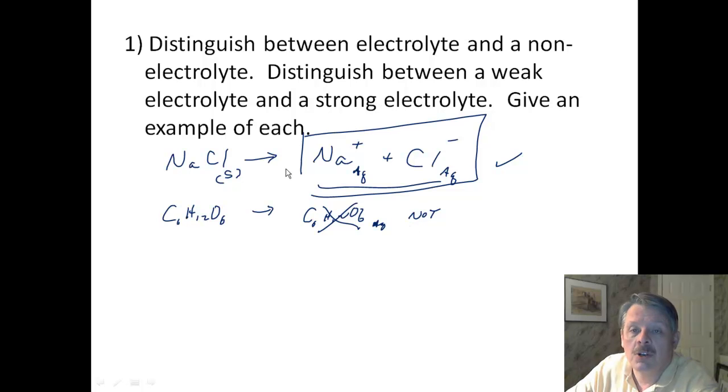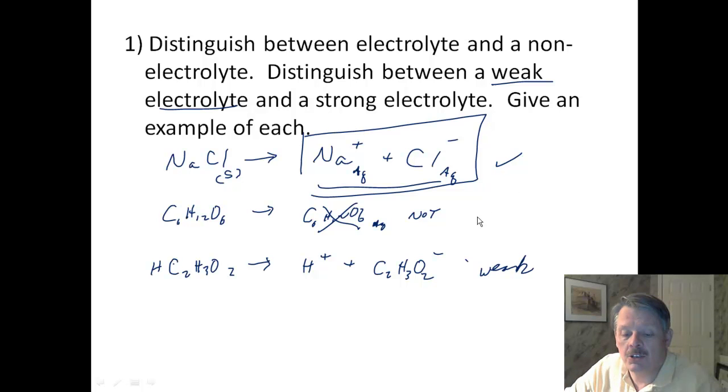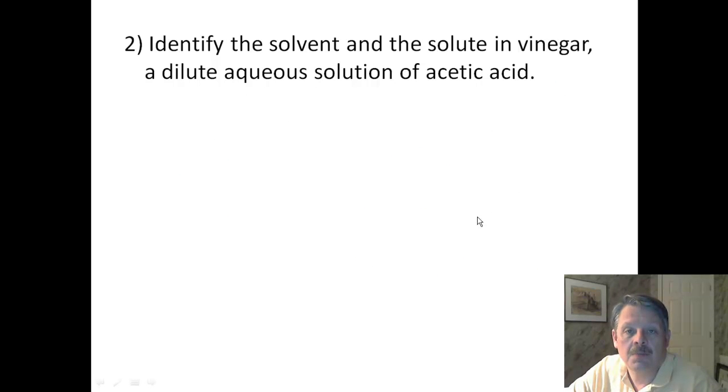Now, there are some things that are weak electrolytes. So, for example, we will have acetic acid, C2H3O2, and that breaks up into H plus ions and C2H3O2 ions, but it doesn't fully dissociate. Meaning some break up and some don't. And because only a few break up, it is a weak electrolyte. So that's an example of a weak electrolyte. This sodium chloride is an example of a strong electrolyte, and sugar is an example of a non-electrolyte.